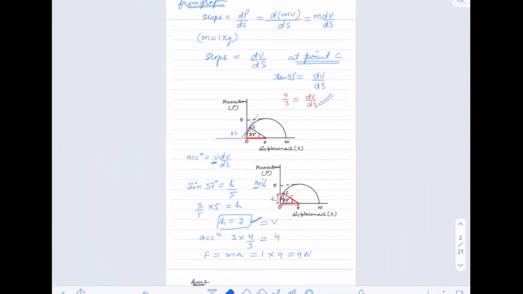Yes. If you understood, let me know. If you didn't understand this, let me know that also.